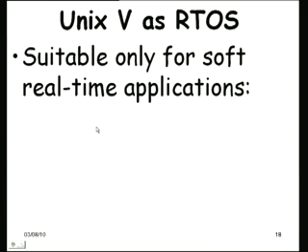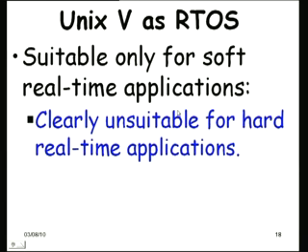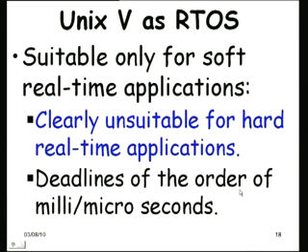So, if we try to use Unix System 5 as a real time operating system, we will see that it is suitable only for soft real time applications, where the deadlines are of the order of several seconds, because the non-preemptable kernel can delay it by a second, and then there are these priority manipulations. So, it can be off by several seconds. If we are talking of a soft real time task where the deadline itself is tens of seconds, then Unix can be used. But when the deadlines are of the order of milli or microseconds, obviously you can't use Unix System 5; it will only lead to failure.